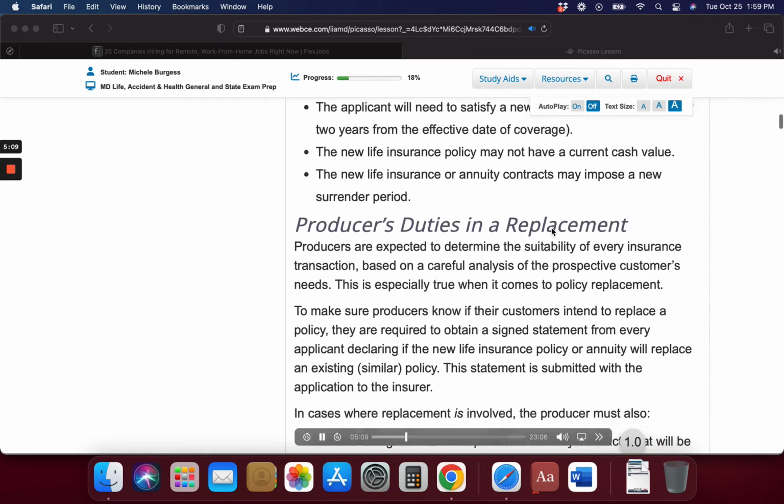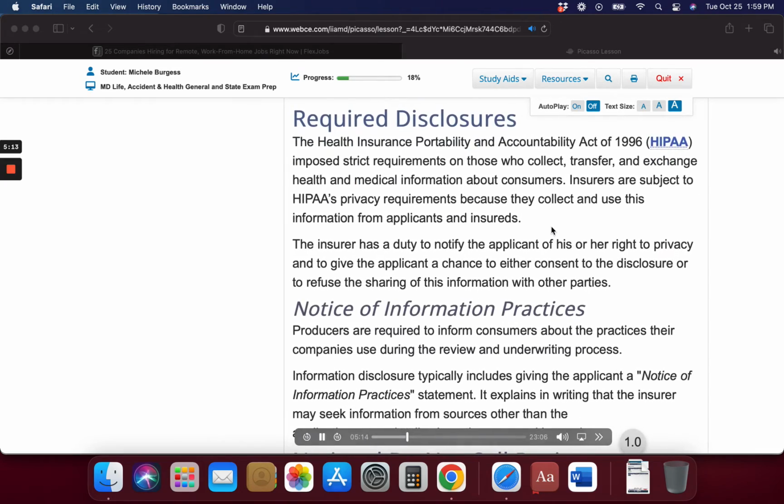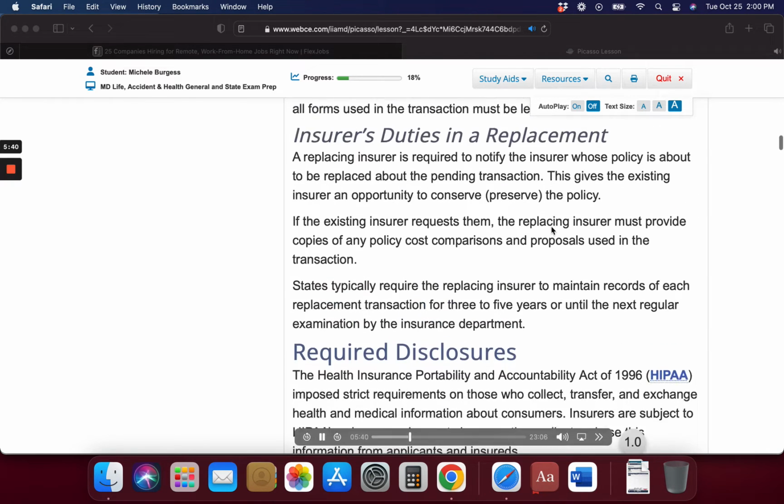Required disclosures. The Health Insurance Portability and Accountability Act of 1996, HIPAA, imposed strict requirements on those who collect, transfer, and exchange health and medical information about consumers. Insurers are subject to HIPAA's privacy requirements because they collect and use this information from applicants and insureds. The insurer has a duty to notify the applicant of his or her right to privacy and to give the applicant a chance to either consent to the disclosure or to refuse the sharing of this information with other parties.